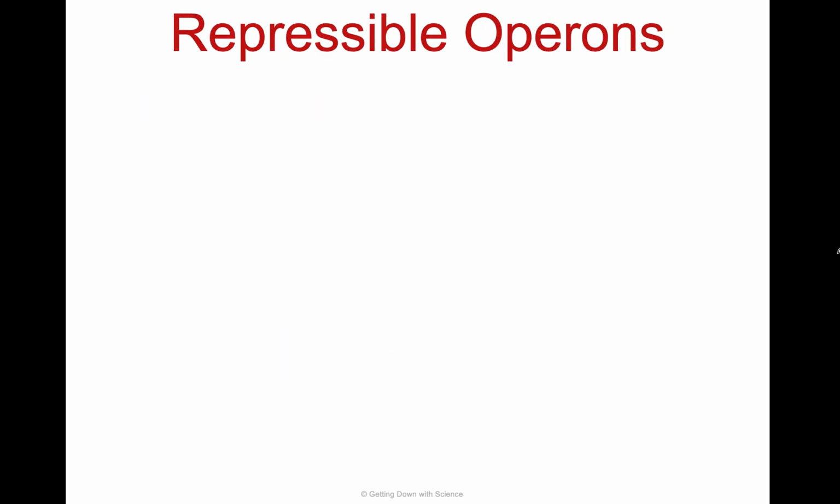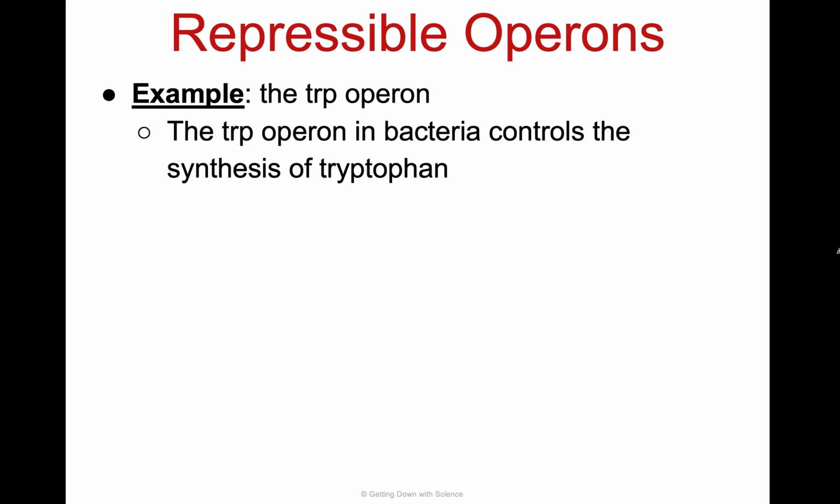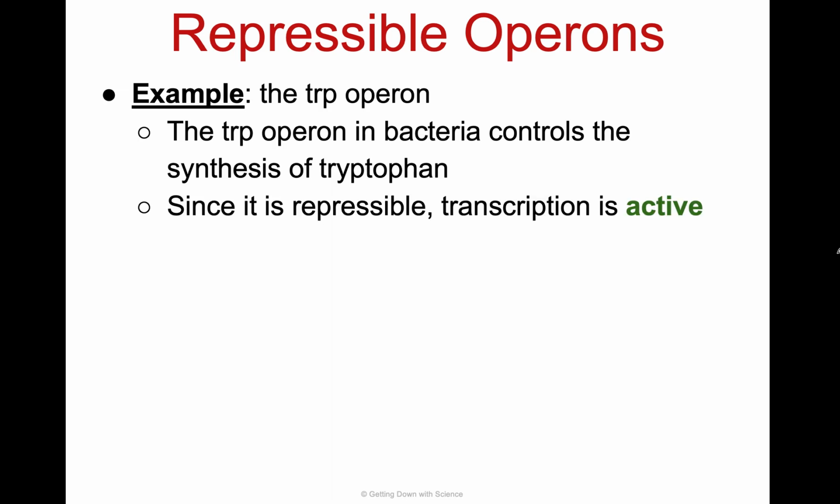Cool. So let's first talk about repressible operons. Repressible operons, remember, are the ones that we are going from on to off. An example of this is called the trp operon, TRP. It's in bacteria. It controls the synthesis of tryptophan. Since it's repressible, transcription's always active. So it's always on, this synthesis to produce this protein. We're just producing more and more of it.